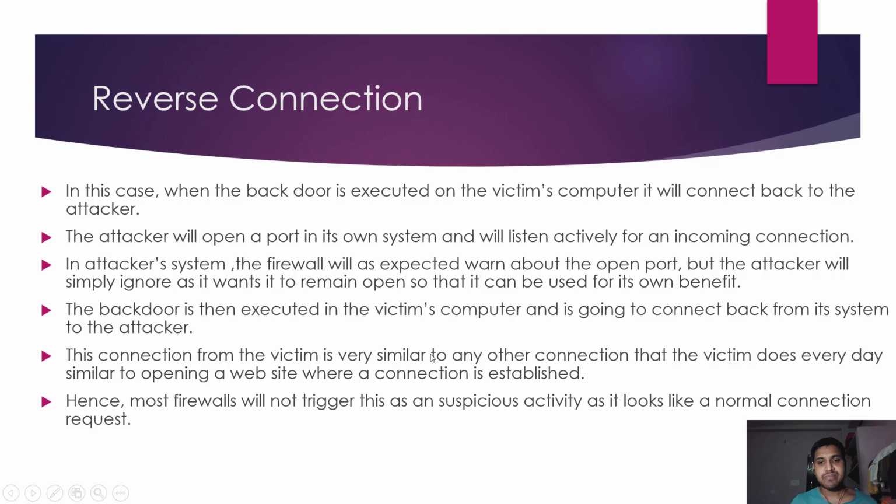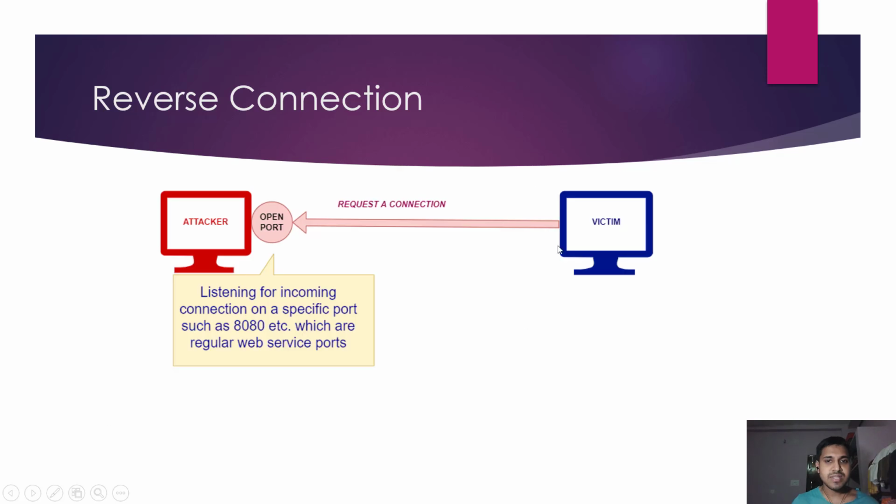This connection from the victim is very similar to any other connection the victim makes every day, similar to opening a website, and most firewalls will not flag it as suspicious since it looks like a normal connection request. So this is how it looks. The attacker opens a port and actively listens for any incoming connection on this specific port, like 8080, which is a very regular web service port, and the victim requests a connection to this port. That's how the connection is established, and this is called a reverse connection.